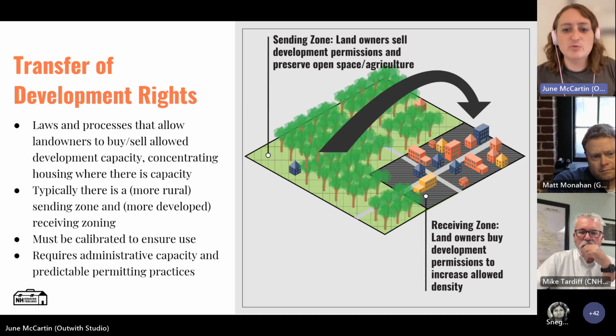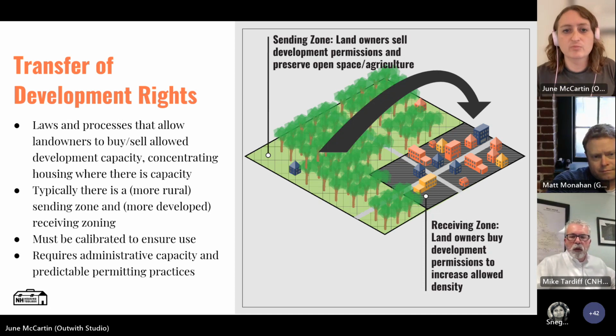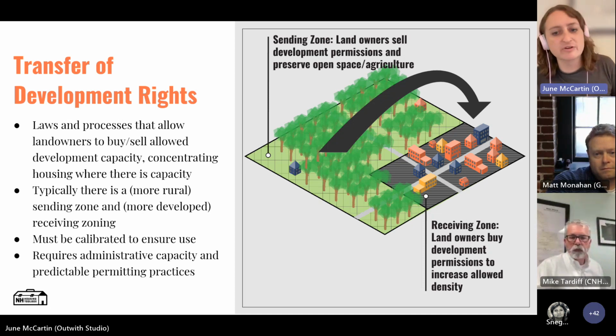Now it must be well calibrated to ensure its use. You need to have a way to figure out, all right, what can people actually build? If you have a super discretionary process where it's not clear what anyone can build until the planning board decides, then that's not going to be an easily valued credit. No one will really know what a unit of housing allowance is worth. So you need to have some understanding of what the real market could be. And then there needs to be administrative capacity to pull one of these things off.